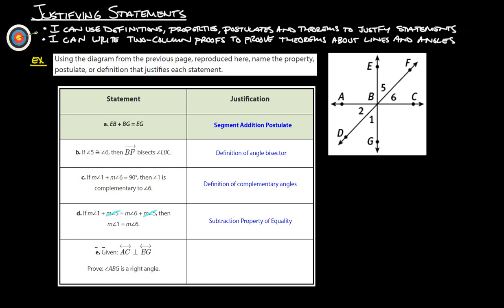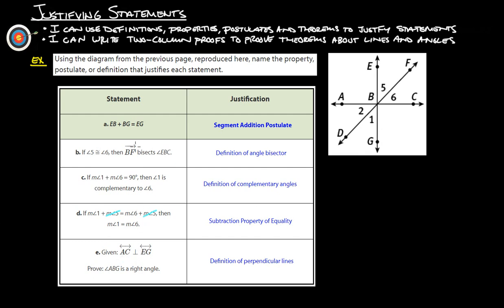All right, and then let's see this last one here. Given that line AC is perpendicular to line EG, so AC is perpendicular to EG, prove that angle ABG is a right angle. Okay, and so that's just our perpendicular lines.